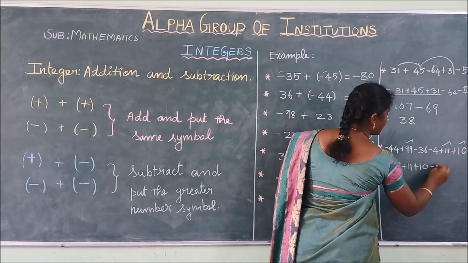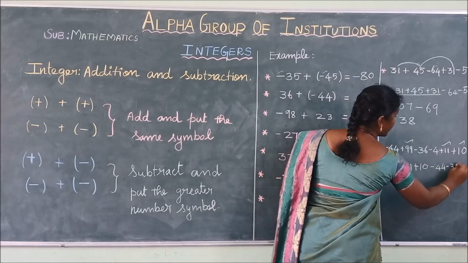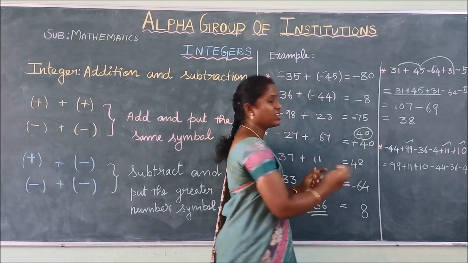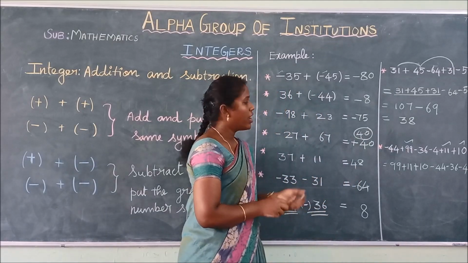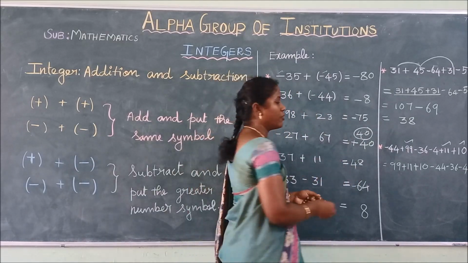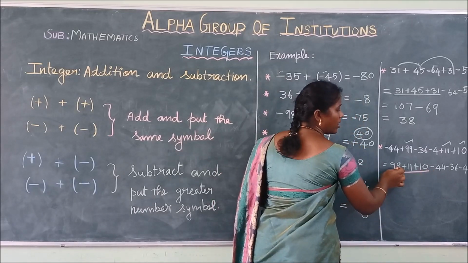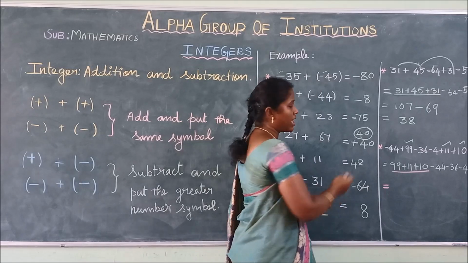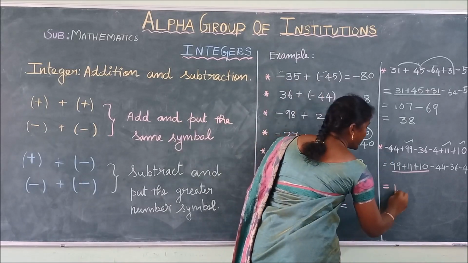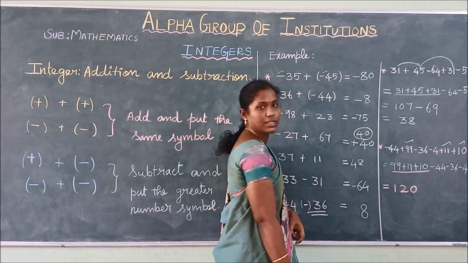Minus, what are the numbers? Minus 44, minus 36, minus 4. Just rewriting the numbers based on their symbol. Now the calculation will be very easy for you. Just first calculate the numbers with positive sign. So 99 plus 11 is 110. 110 plus 10 is 120. The value will be 120.